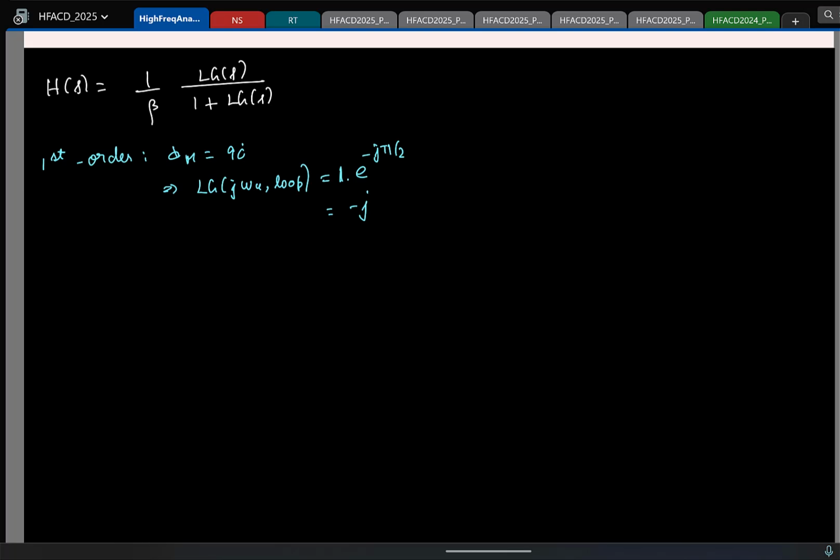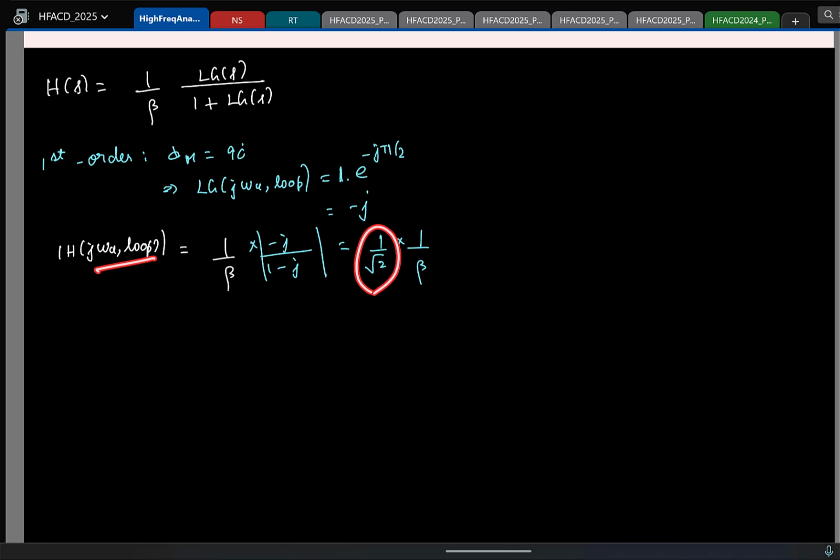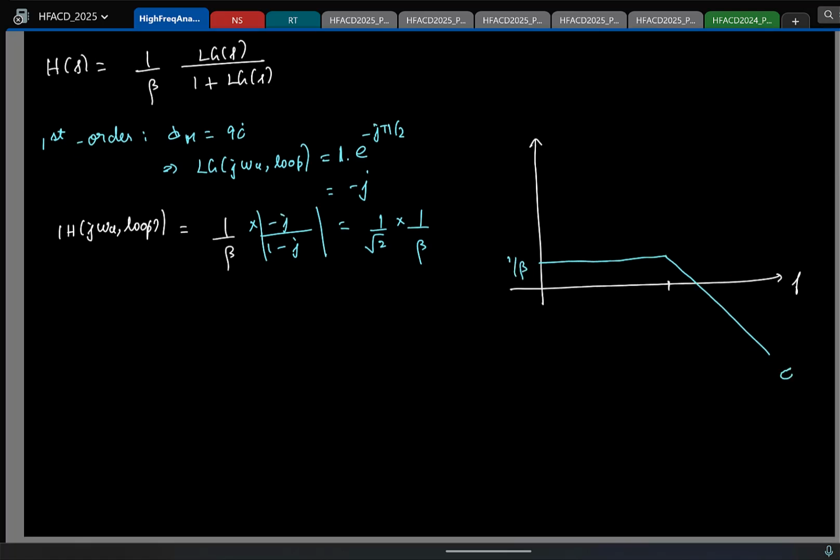Minus j. So now if I try to find the magnitude of the closed loop transfer function at the unity loop gain frequency, this is 1 by beta times minus j by 1 minus j. So how much is this? Yeah, 1 by root 2 times 1 by beta. Right? So again, this proves that for a first order system, the unity loop gain frequency is equal to the 3 dB bandwidth. So if I sketch it quickly, this is the unity loop gain frequency. If you have a phase margin of 90 degrees, you will have something like this. Okay.